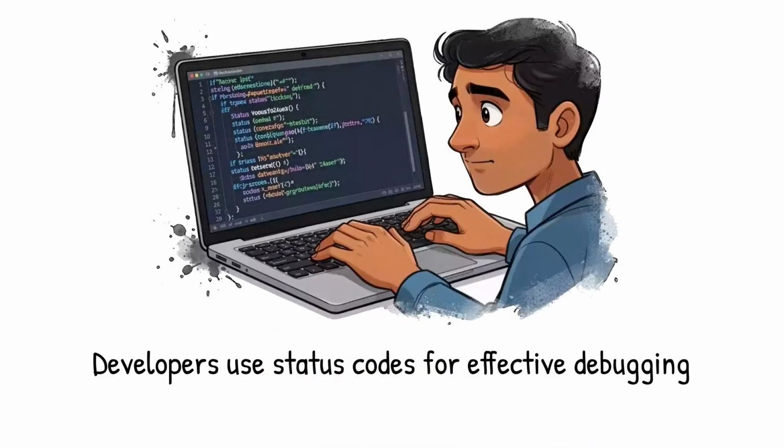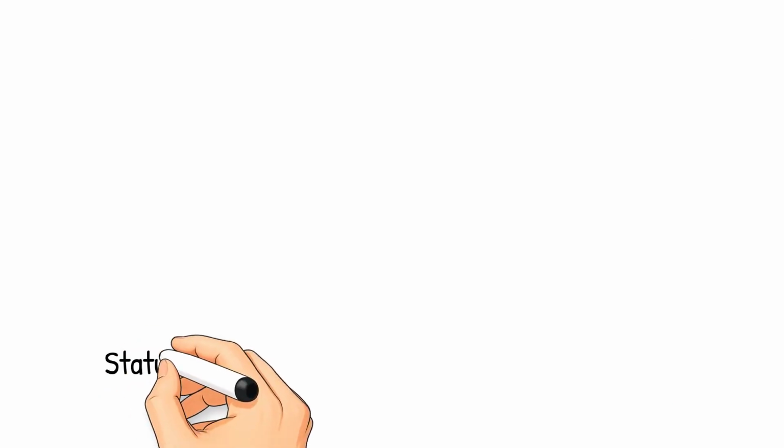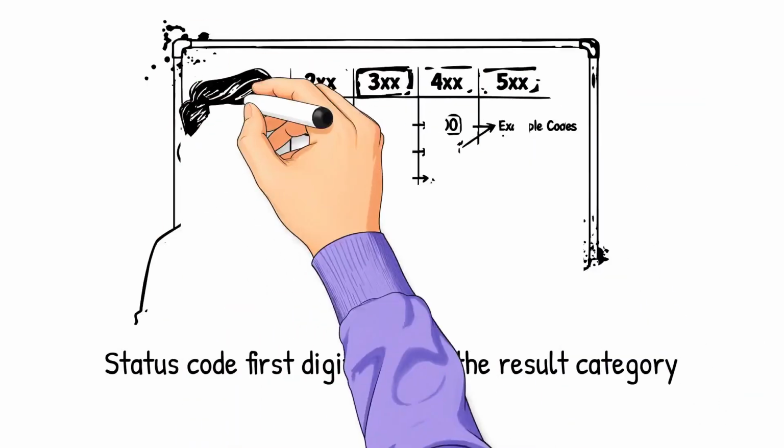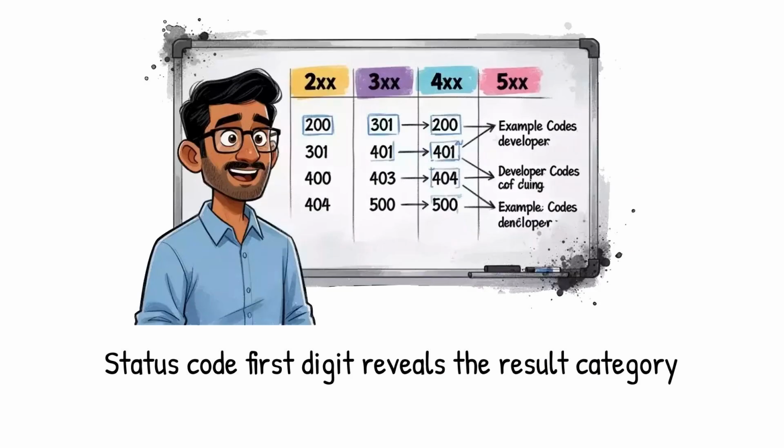So let's lock in today's lesson. Status codes are little 3-digit numbers the server sends back with every response. The first digit is the key. 2 means success, 3 means redirected, 4 means your mistake, and 5 means the server's mistake. And now you know the everyday ones: 200, 301, 400, 401, 403, 404, and 500.